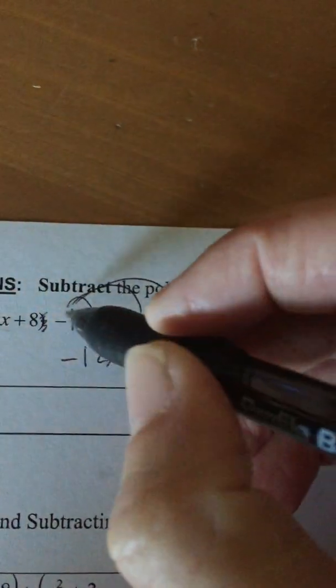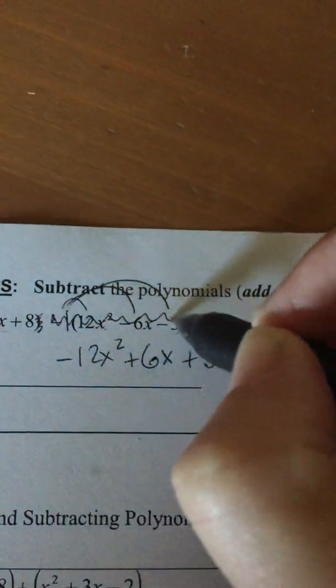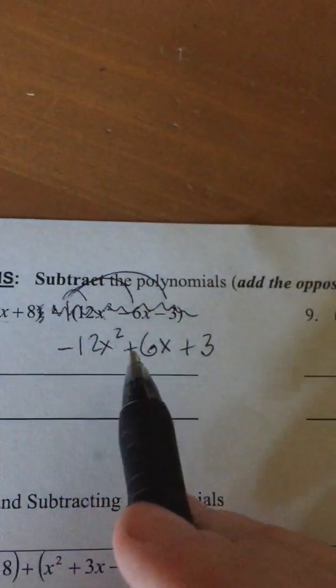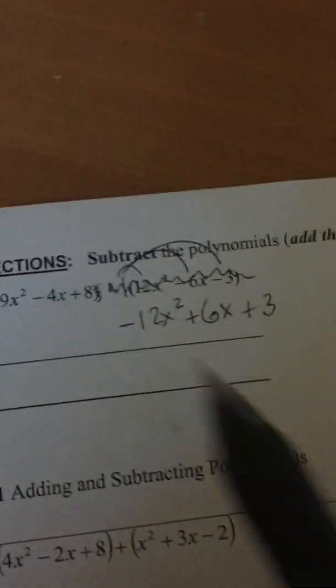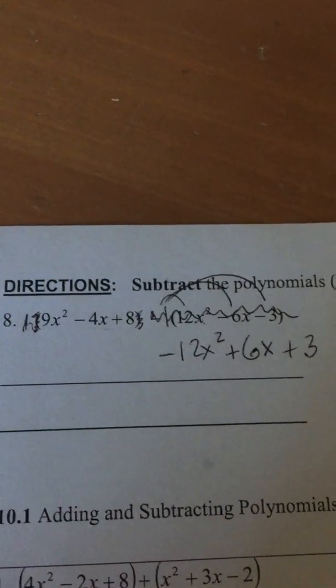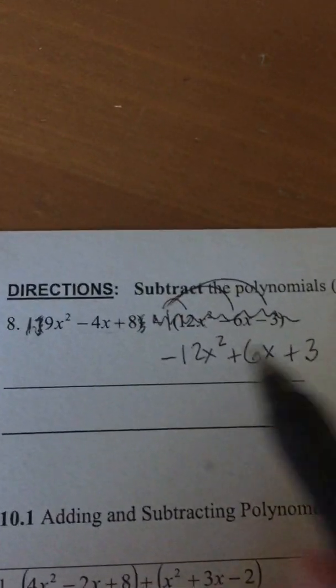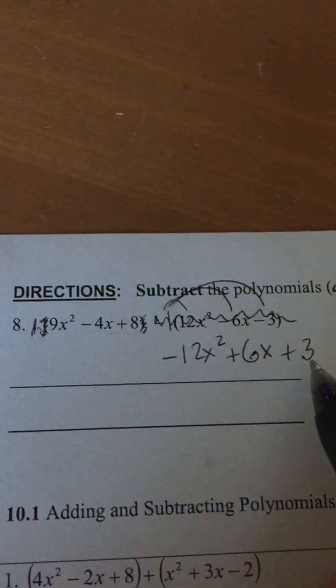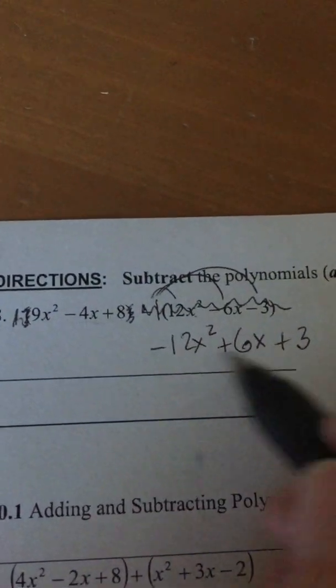Now, once I've rewritten them, I'm going to get rid of the subtraction sign and that whole first piece because they no longer exist. It is now negative 12x squared plus 6x plus 3. Now that parentheses are gone, can I combine like terms? Yes. So the only tricky part about subtraction is you need to rewrite the subtraction part because all of these signs changed.